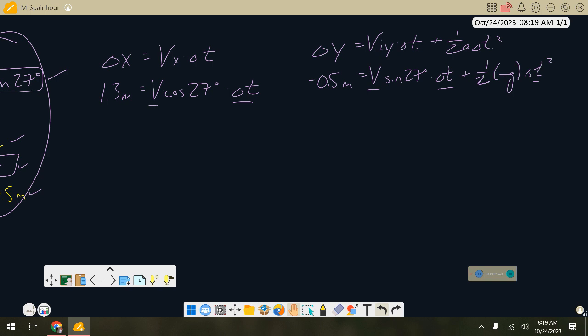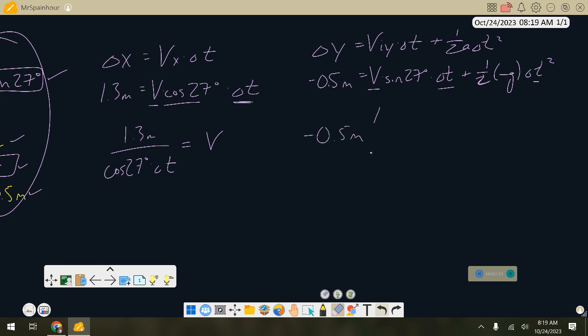Now the way I'm going to do this math is I'm going to come over here to this left equation and solve for v, because as I see on the right equation, there's only one v, and the t is squared, which is kind of wonky. You can certainly do that math if you want. But I'm going to divide by this and this, so I end up with v equals 1.3 meters over cosine of 27 times delta t. And then I'll substitute it in here.